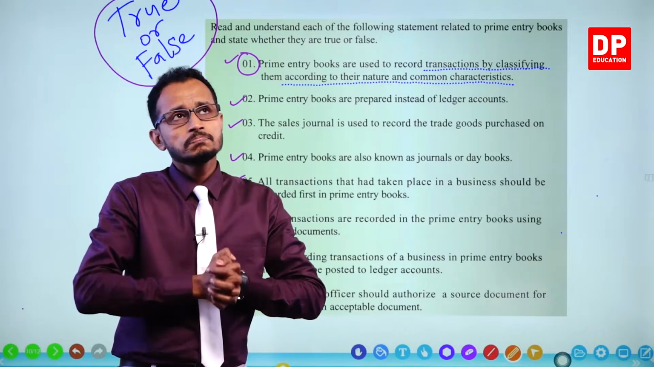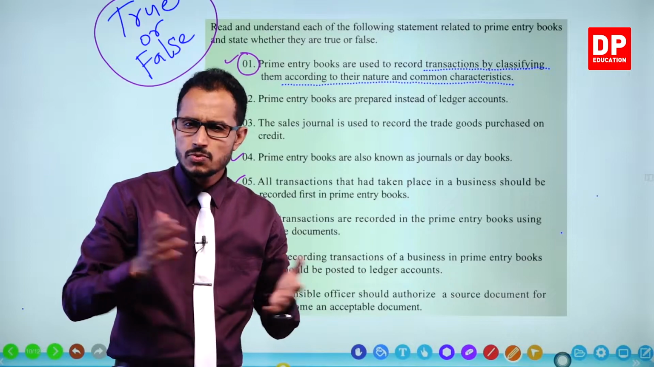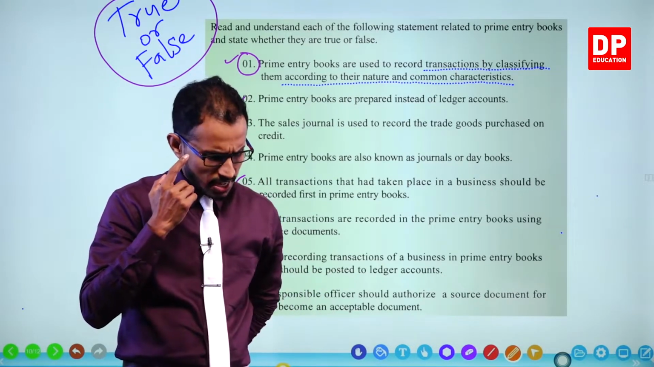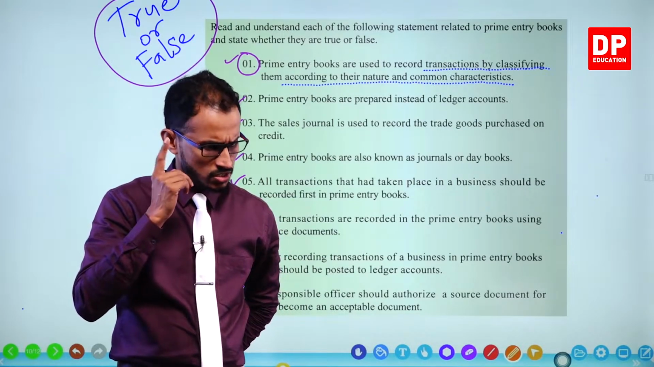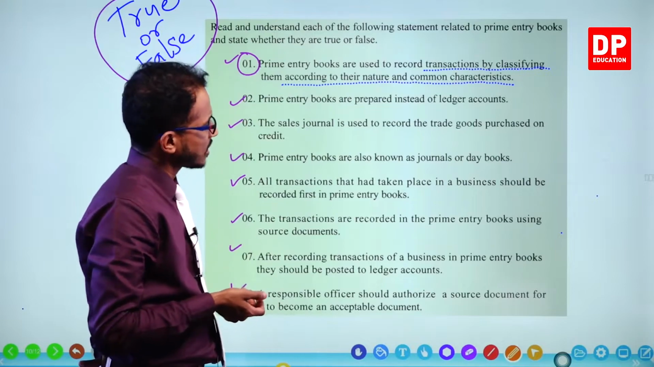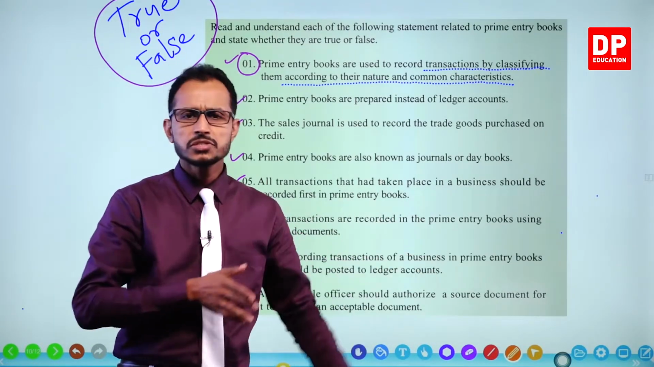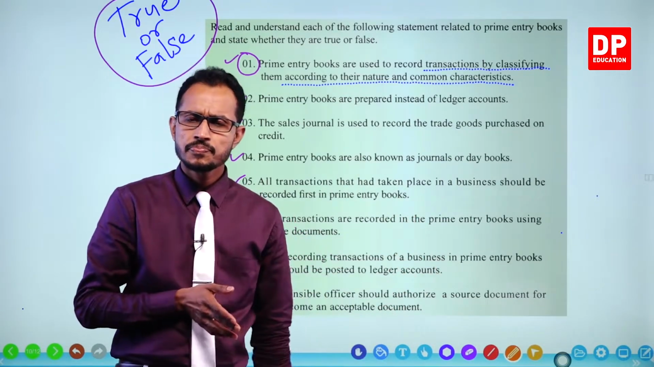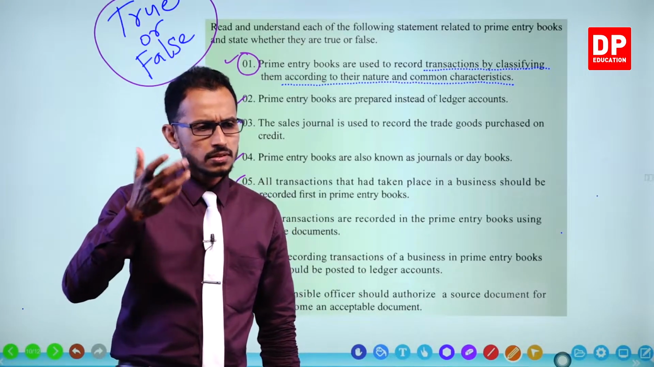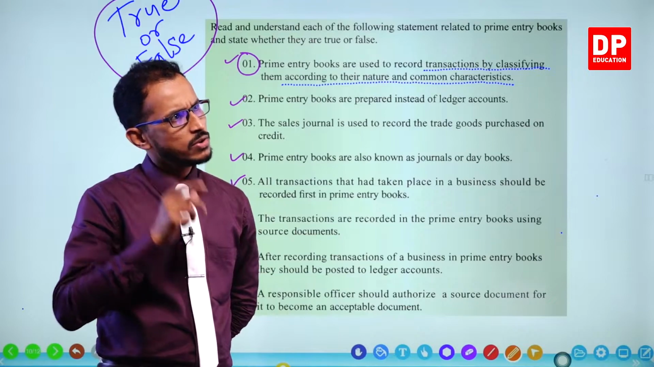All right, let's take a transaction. Paying off the rent, paying off building rent. All right, nature. It's a cash transaction. So we classify that transaction into the cash transaction category, right? And it is an expense and cash payment. So where do we record it?